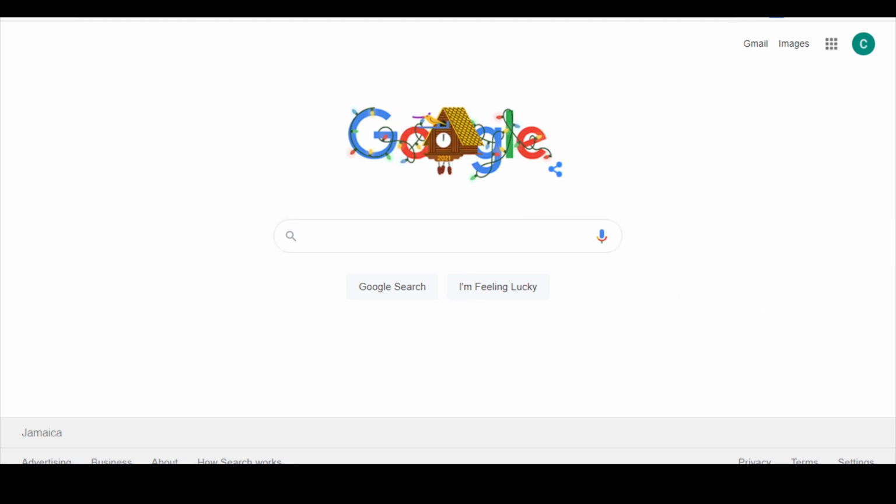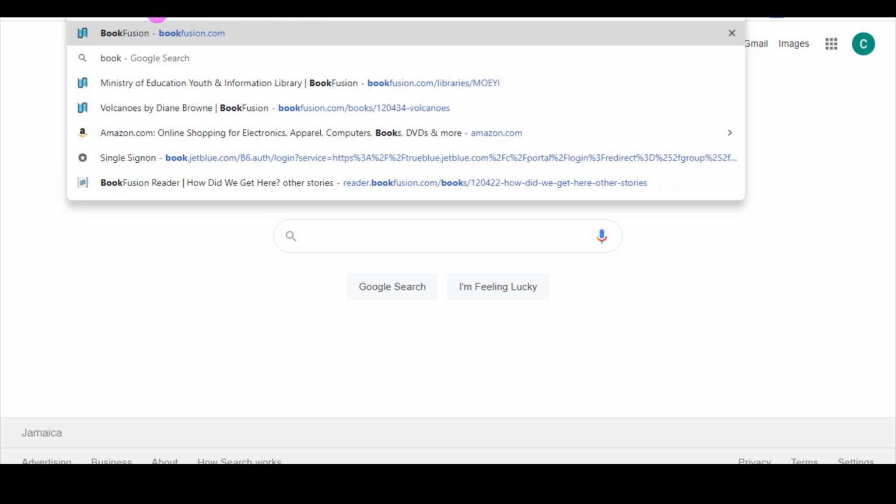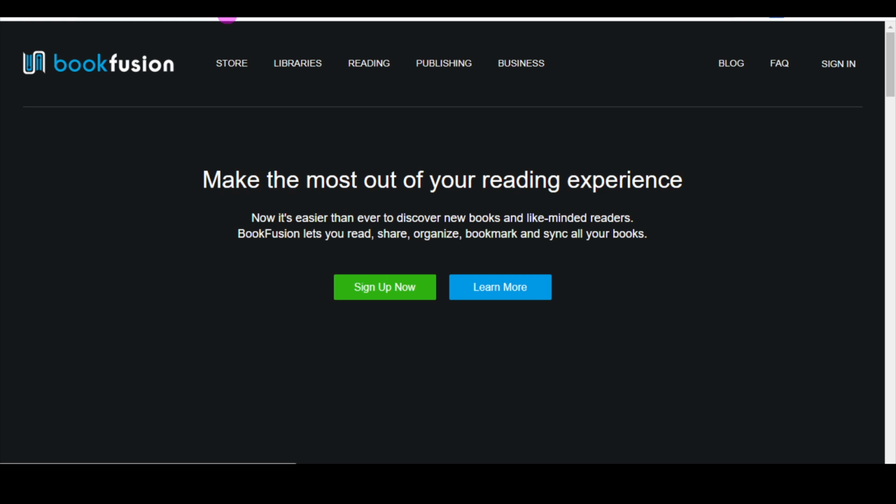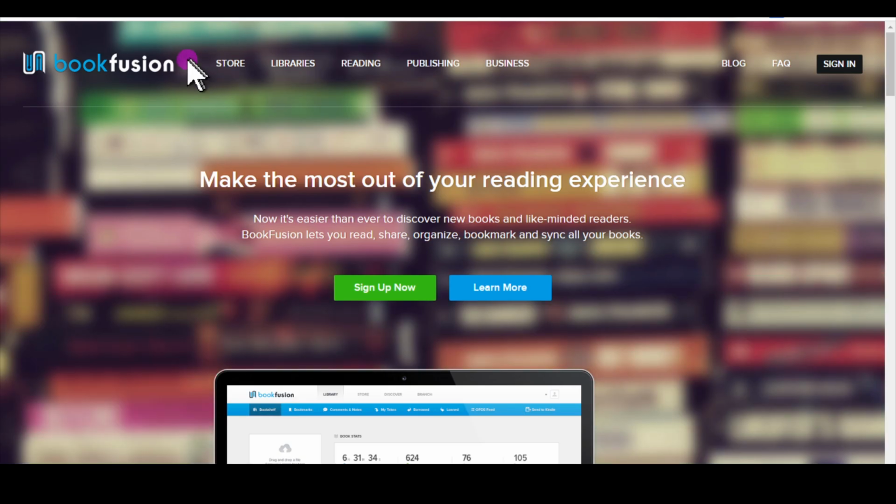We want to go to Book Fusion. So we're going to go to our URL section. We're going to type in bookfusion.com, hit enter, and it should take us to Book Fusion. You may sign up for an account, but you don't necessarily need that at this point.